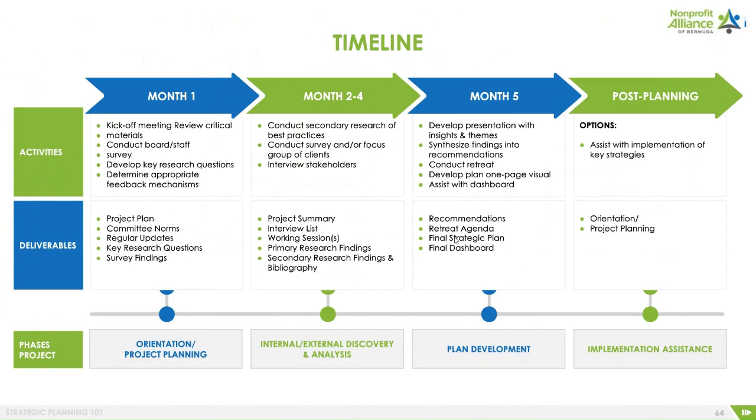Month 2 to 4: conduct secondary research of best practices, conduct survey and/or focus group of clients, and interview stakeholders. Deliverables include a project summary, interview list, working sessions, primary research findings, and secondary research findings, and of course, a bibliography of sources.